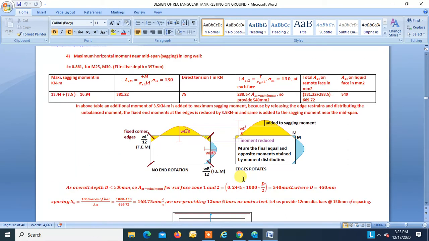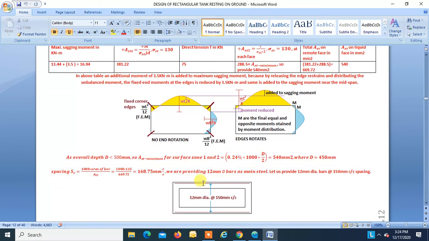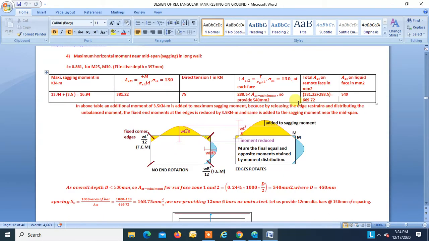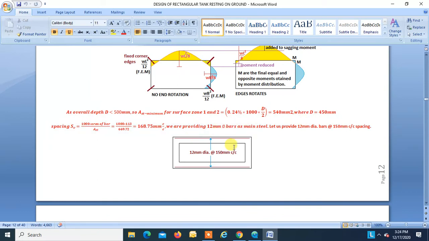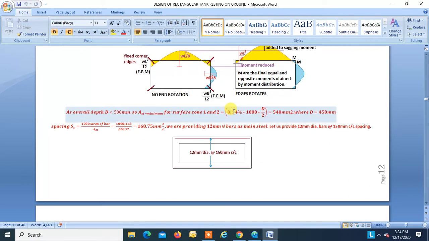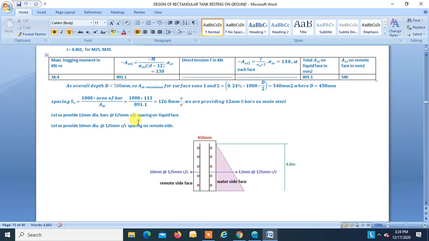Because sagging moment is at the center, for that we are providing 12 dia at 150, but we are providing the same steel at the support also. So which was required in our last step was 540, but we are providing 669, that is safe. So that is how we do the detailing of the horizontal steel on the outer face and on the liquid face. Now comes the vertical moment.